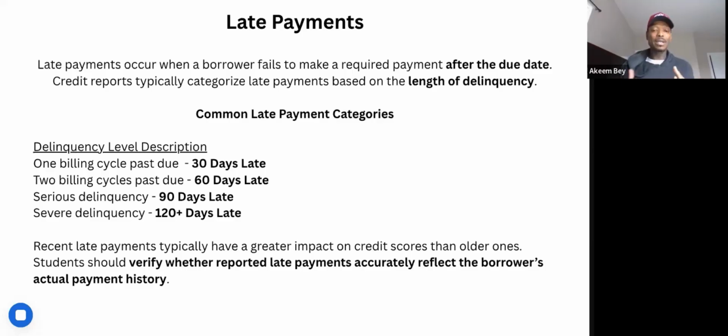So recent late payments typically have a greater impact on your score than older ones. This is why some lenders will look past the late payment that was, say, 12, 18, or 24 months old, and you can still qualify for funding, right?